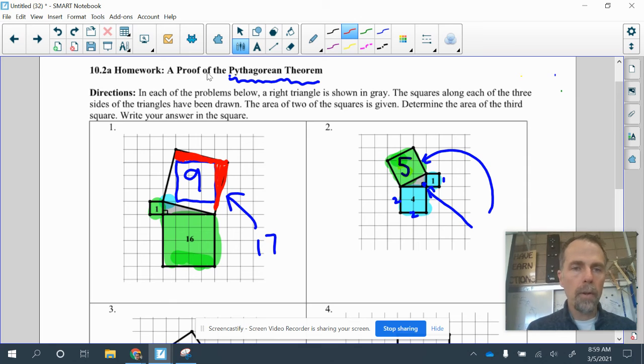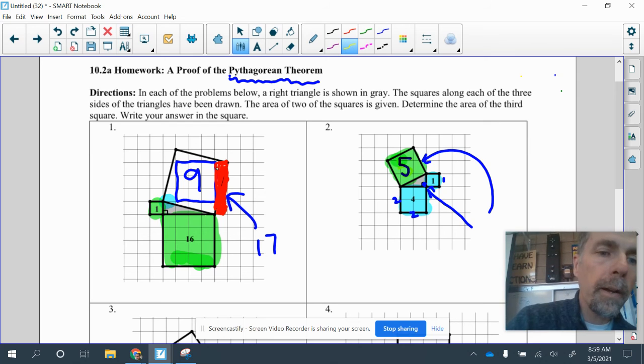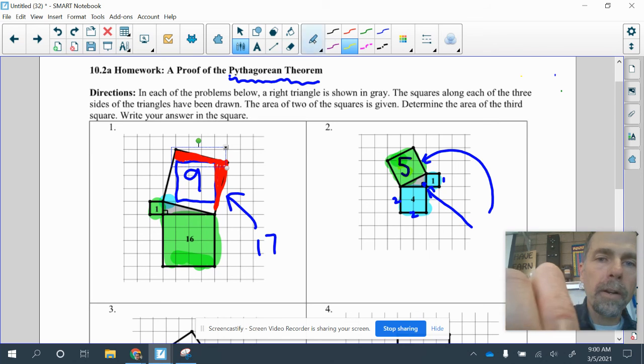So if I were to take that triangle and move it to right here, hey, look at that. That's an area of 1, 2, 3, 4. Did you see that? Hopefully you saw that. If you didn't, that's okay. But anyway, these two are going to make 4.